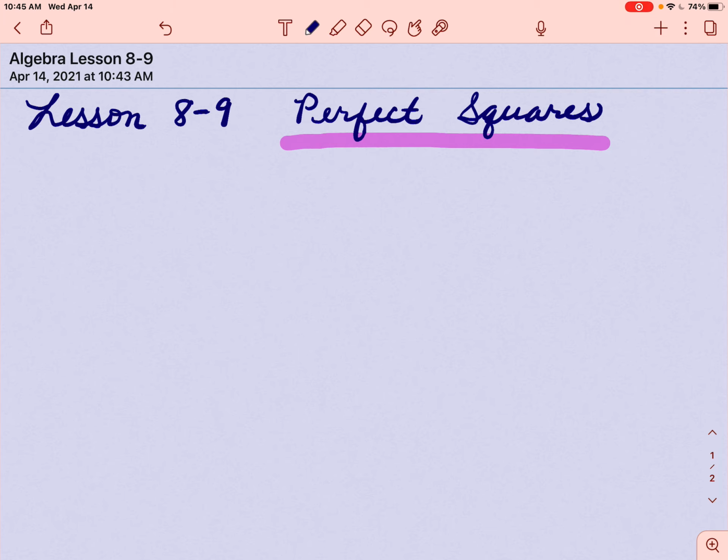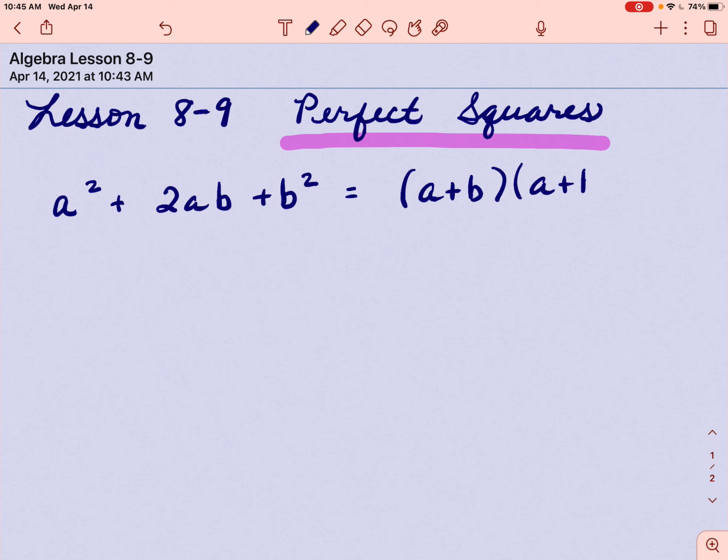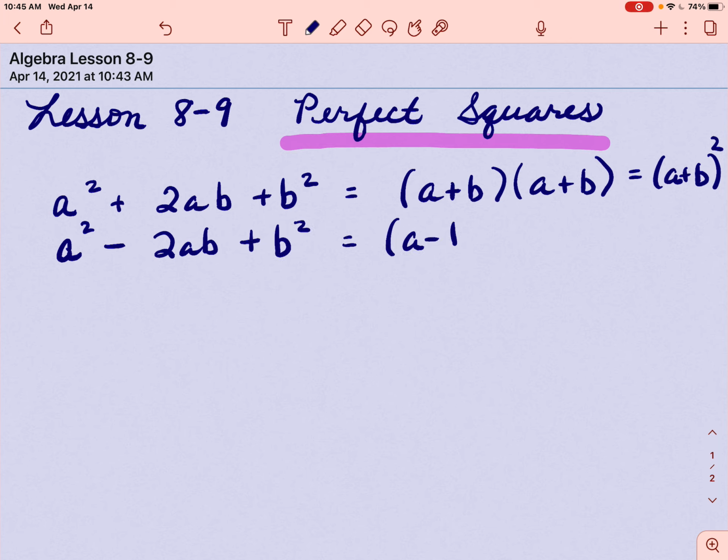We had, I'll just write it like this, a squared plus 2ab plus b squared equals a plus b times a plus b, which is the same thing as a plus b squared. And then sometimes we saw it like this, a squared minus 2ab plus b squared equals a minus b times a minus b, which is the same thing as a minus b squared.